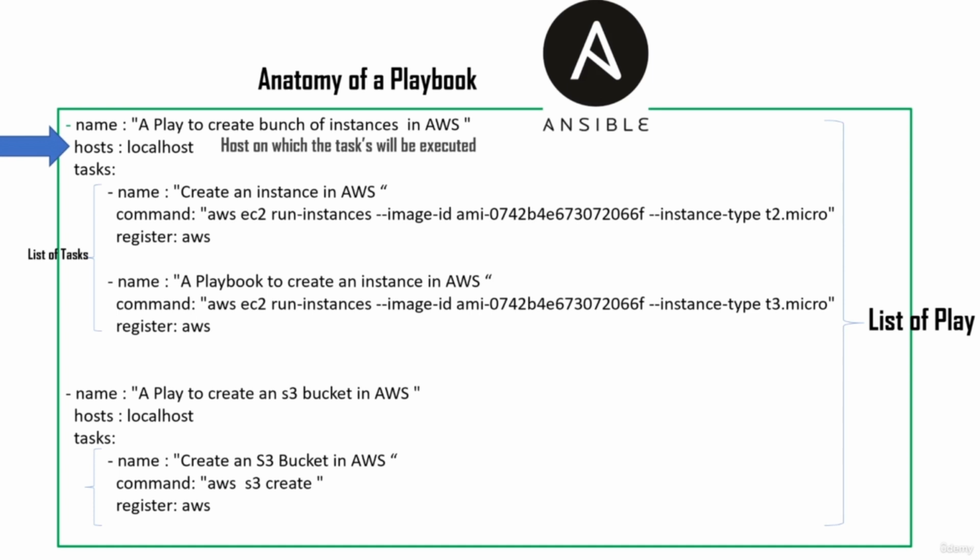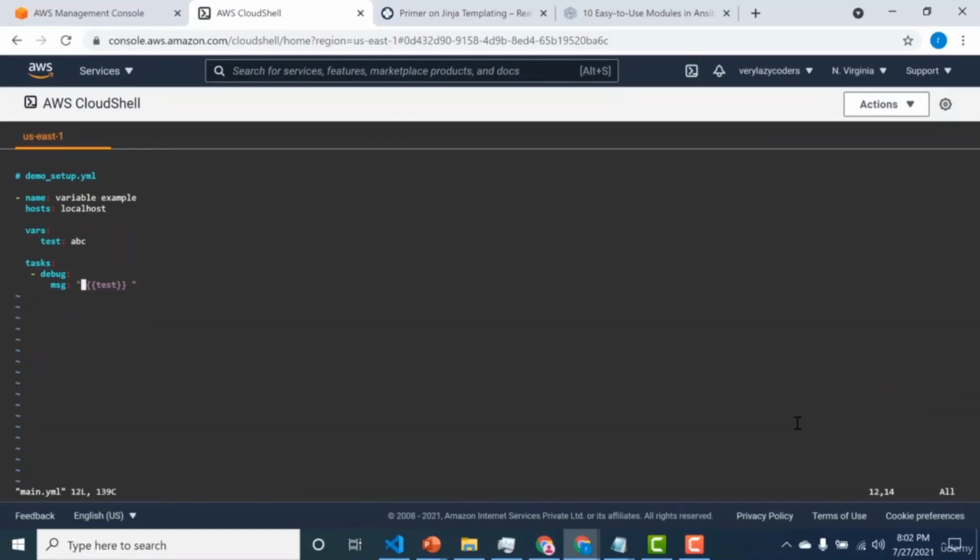So again, just to reiterate, each playbook is just a list of plays, and each play also has a host that defines where that particular play has to be executed, as well as a list of tasks. So just remember that it's a list of tasks, and there will be a dash followed by the command that you need to execute. So that's it for the anatomy of a playbook. I'll see you in the next section.